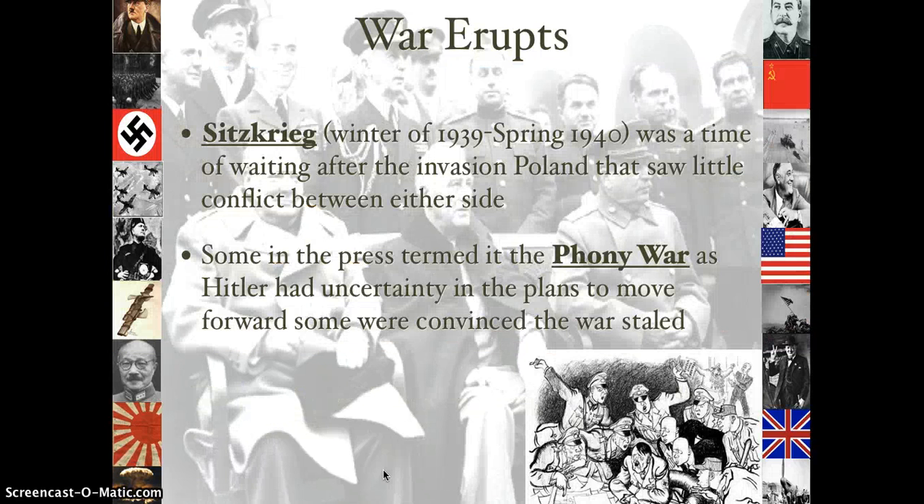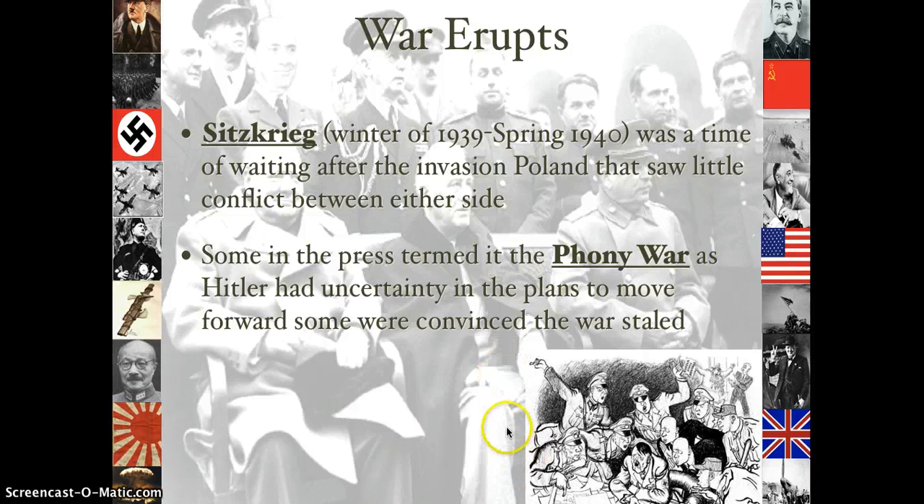And then there's this strange event from the winter of '39, after Poland's invaded, to the spring of 1940. There'll be what's called a Sitzkrieg, otherwise known as a phony war. Essentially, there's very little conflict between the Axis powers and the Allied powers. Some people will start to say in the press that this is a phony war, and some people think Hitler doesn't have a plan on what to do next, and that the war is actually going to be stalled.